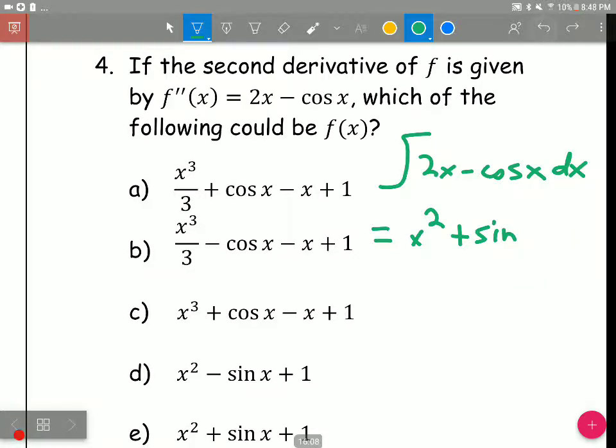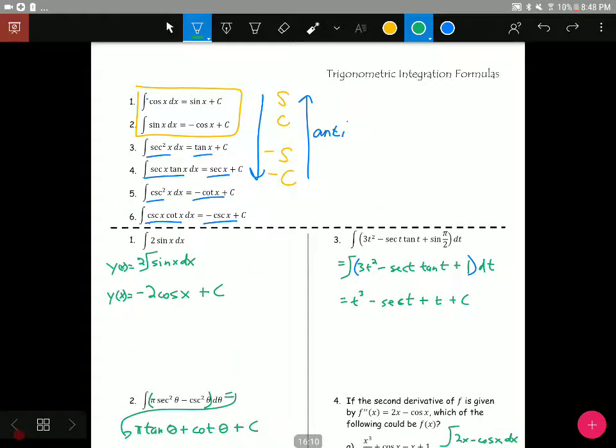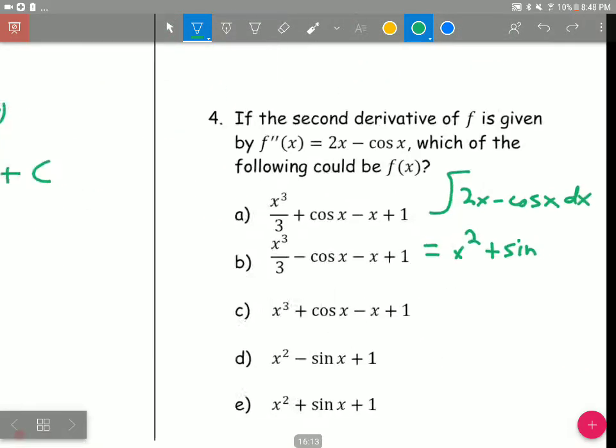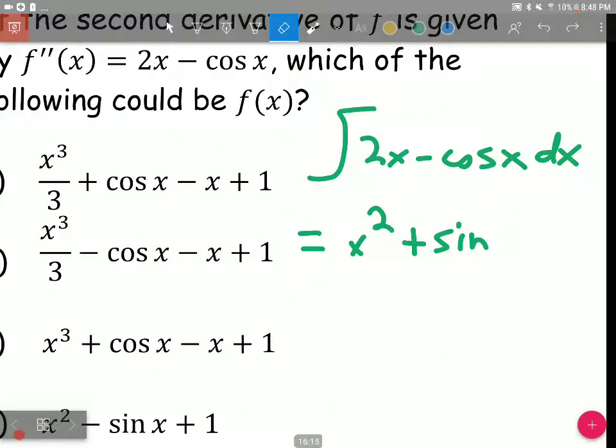I just totally lost myself. Cosine of x goes to sine of x. Nope, that's right, it's negative sine still. I forgot where my negative goes. Negative sine of x plus a c.